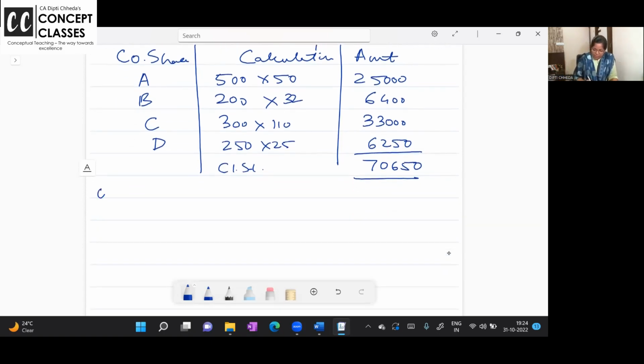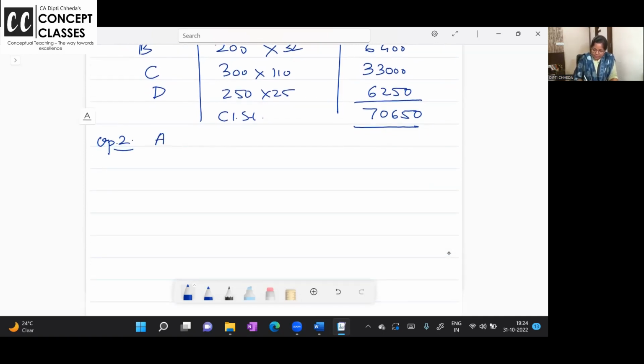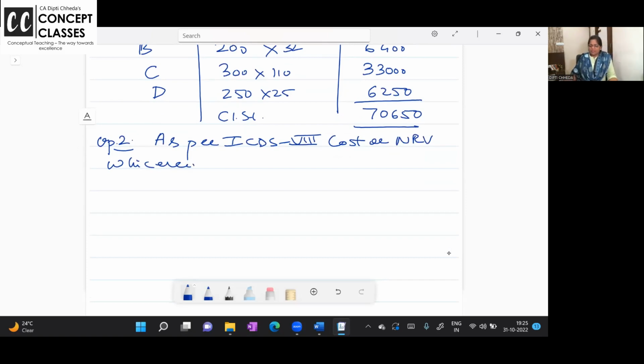They can ask you this problem for 5 marks for sure, and it's going to be super scoring. Now, as per ICDS 8, cost or NRV, write down this, all this you should write. I hope you're not taking any shortcut in writing. When I'm writing it, take the effort to write it. Cost or NRV, whichever is lower, category wise, not script wise, category wise.